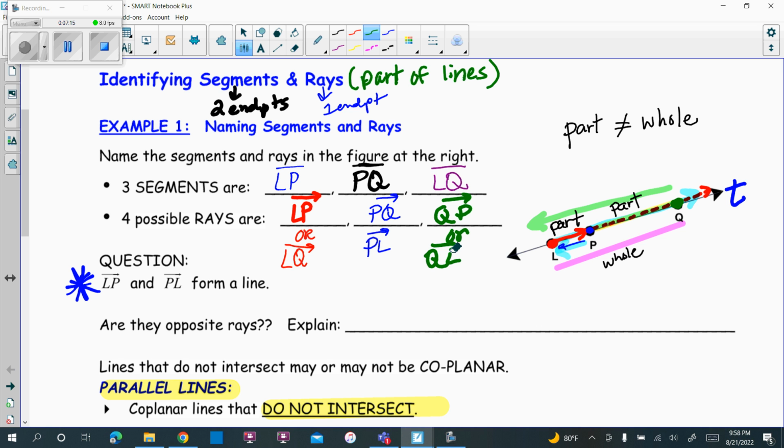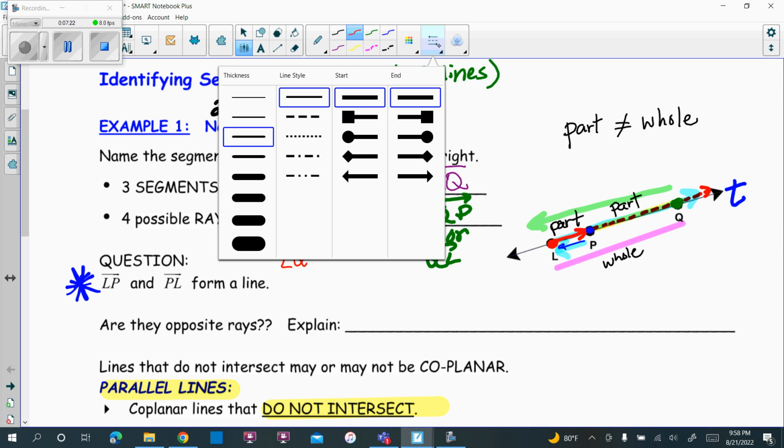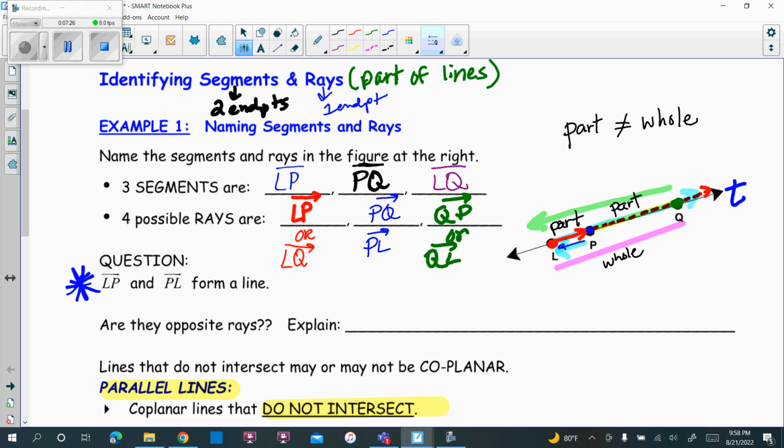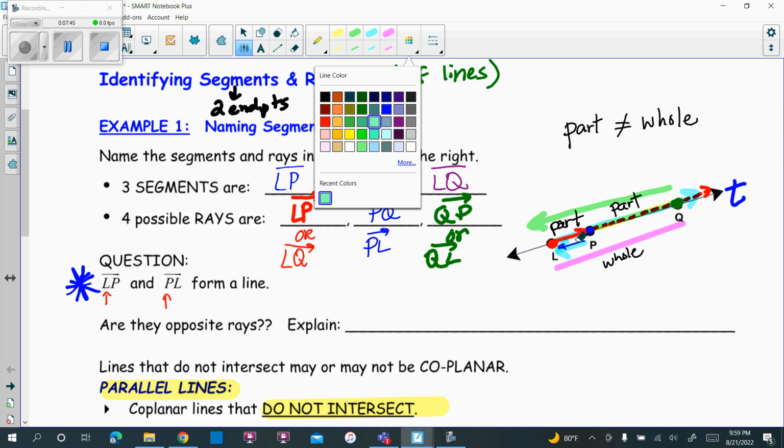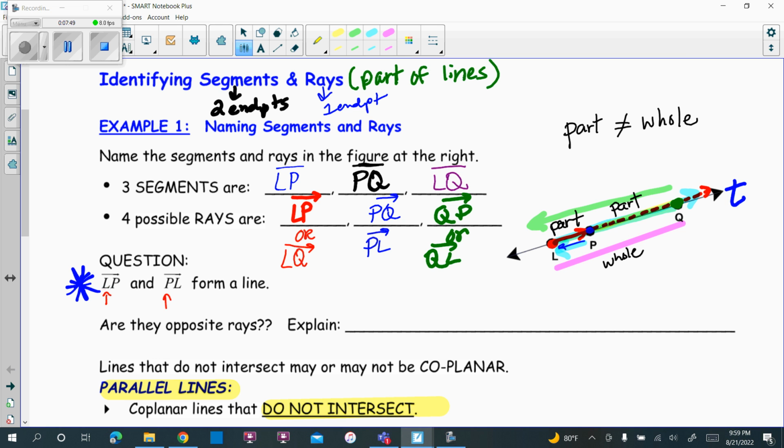Okay, so the first question they're asking us is LP, and the key to identifying that ray is paying attention to its starting point. The first letter tells me where I'm starting with the ray. So if they're talking about LP and PL, do they form a line? Well, from L to P, that's going this direction. That's my blue that I already did right here. And then it says from P to L. The question is, do they form a line? Well, if I look, I can see that they keep extending. So yeah, we would end up having a double arrow here.